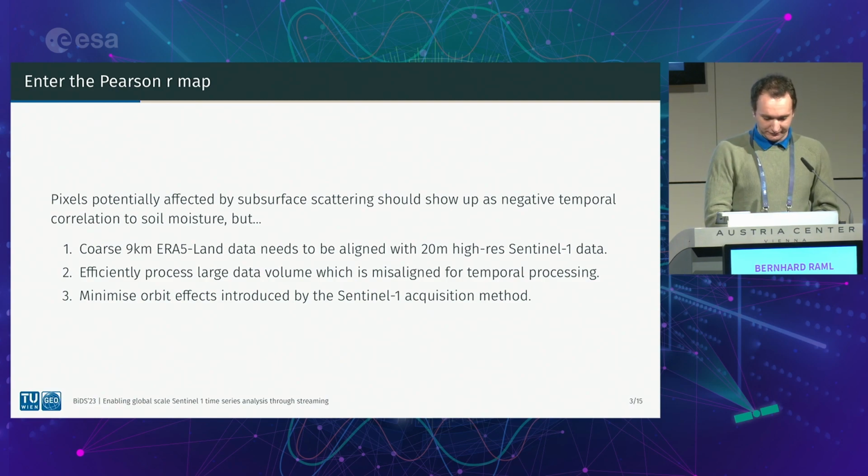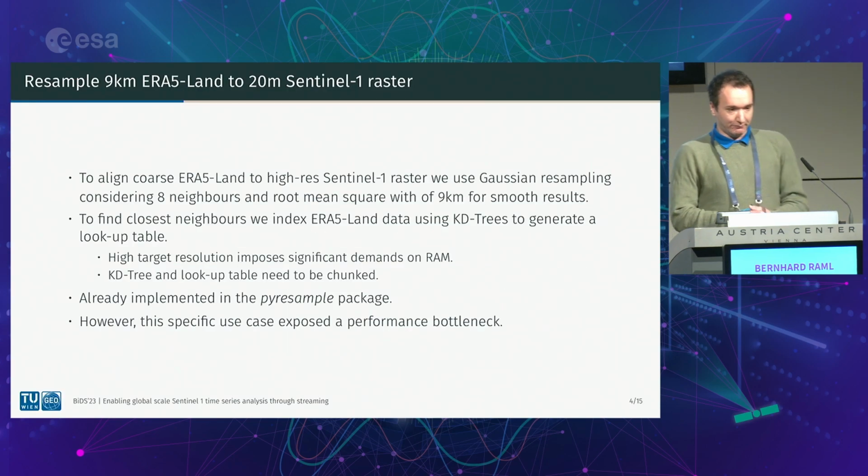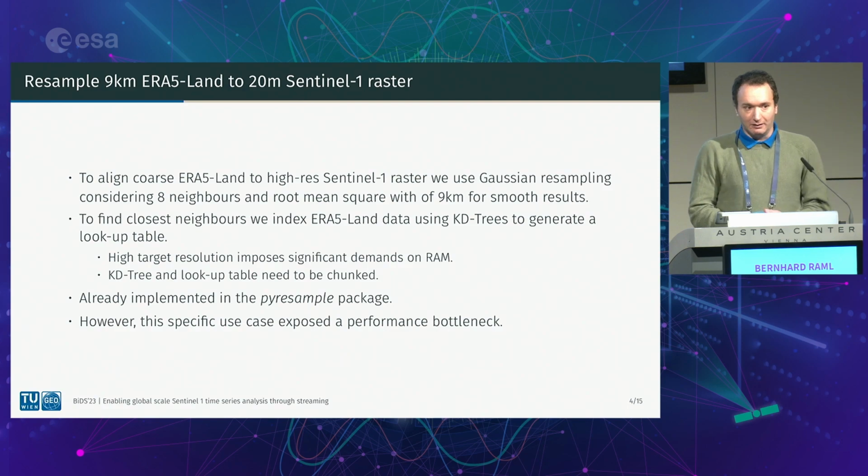high-performance implications. So the first challenge was aligning or resampling our reference soil moisture data, for which we chose the ERA5-Land reanalysis soil moisture model data, which is provided by ECMWF at a 9-kilometer resolution.